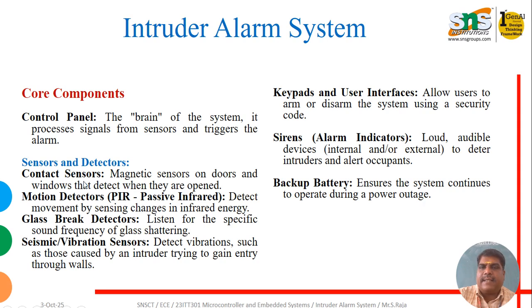Contact sensors are magnetic sensors on doors and windows that detect when they are opened. Motion detectors detect movements by sensing changes in infrared energy. Glass break detectors listen for the specific sound frequency of glass shattering. Seismic or vibration sensors detect vibrations such as those caused by an intruder trying to gain entry through walls. Keypads and user interfaces allow users to arm or disarm the system using a security code. Sirens are loud audible devices to deter the intruder and alert occupants. Backup battery ensures the system continues to operate during power outages.